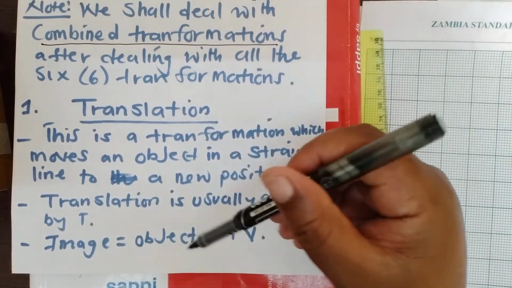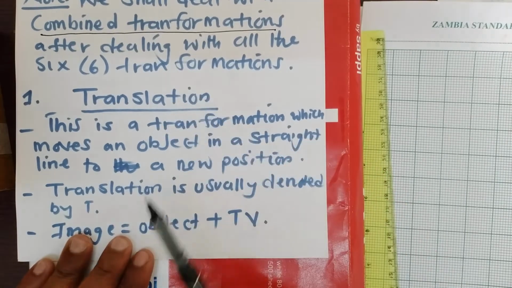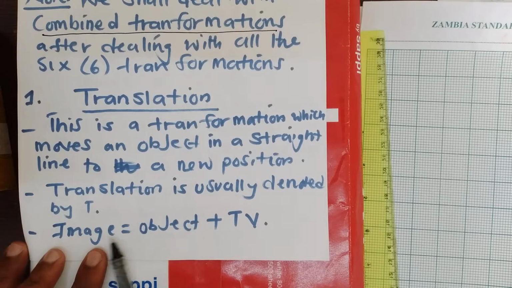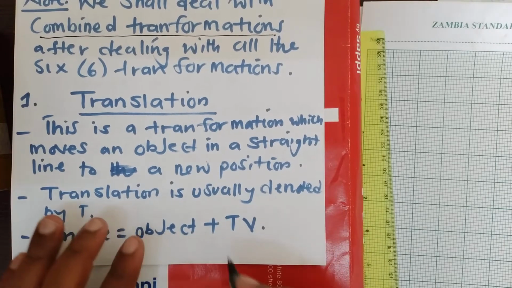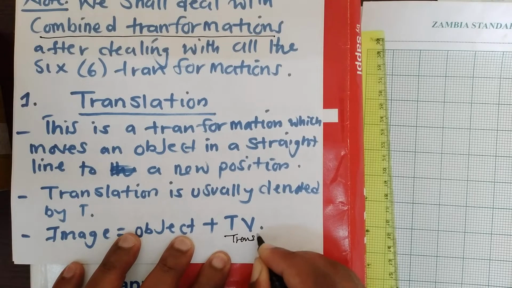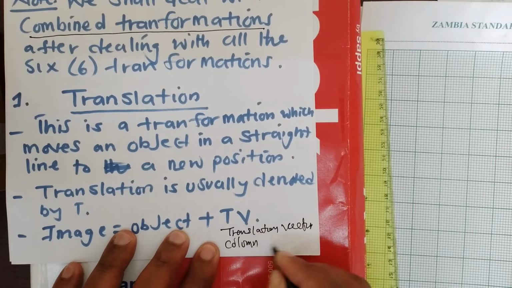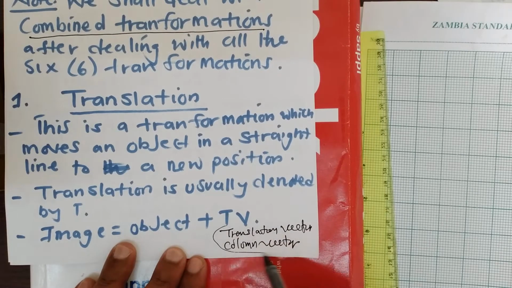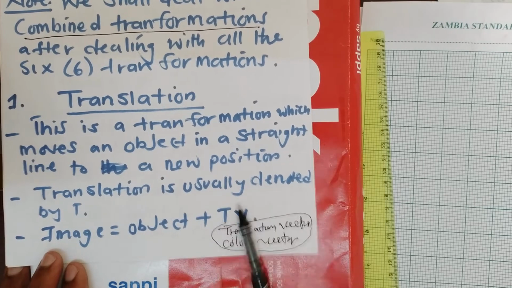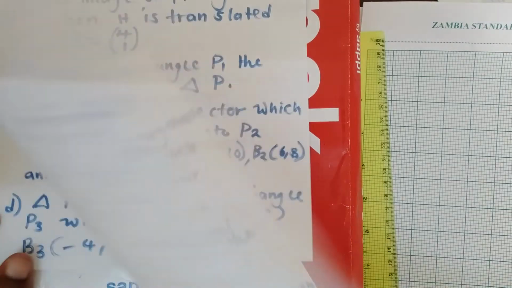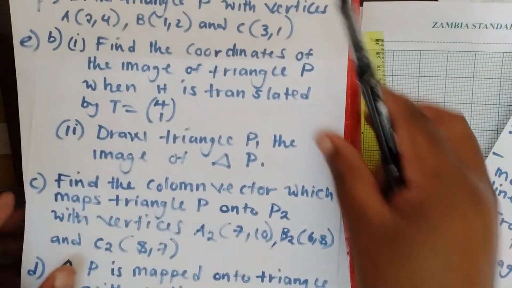So now, how do you find the image of a translation? The image of a translation is given by this. Image is equal to object plus translation vector. So this TV is the translation vector. Take note. Translation vector. Others would prefer calling it column vector. It's one and the same. So you're going to say image is equal to object plus translation vector.